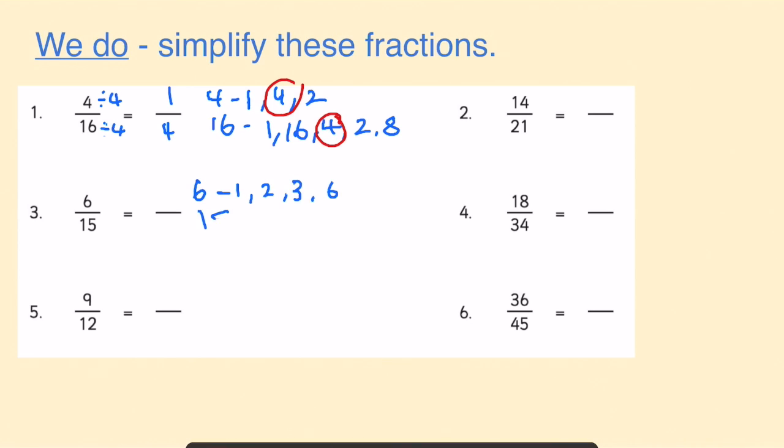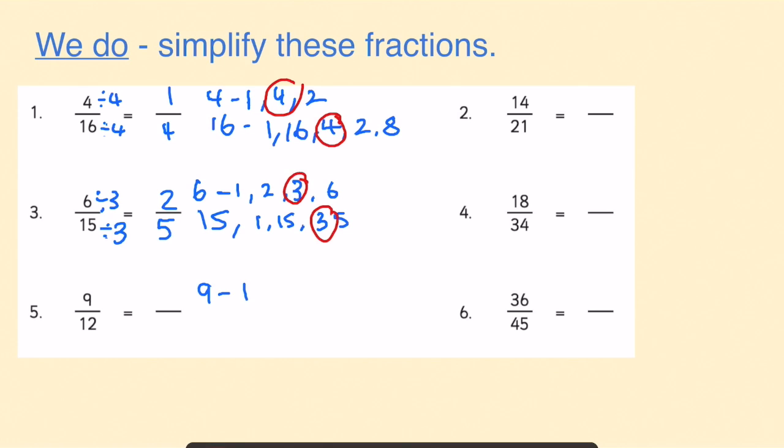Next, I'm going to do the factors of 6, which are 1, 2, 3, 6. The factors of 15, which are 1, 15, 3, and 5. The highest common factor they share is 3. So 6 divided by 3 is 2. And 15 divided by 3 is 5. That simplifies down to 2/5.